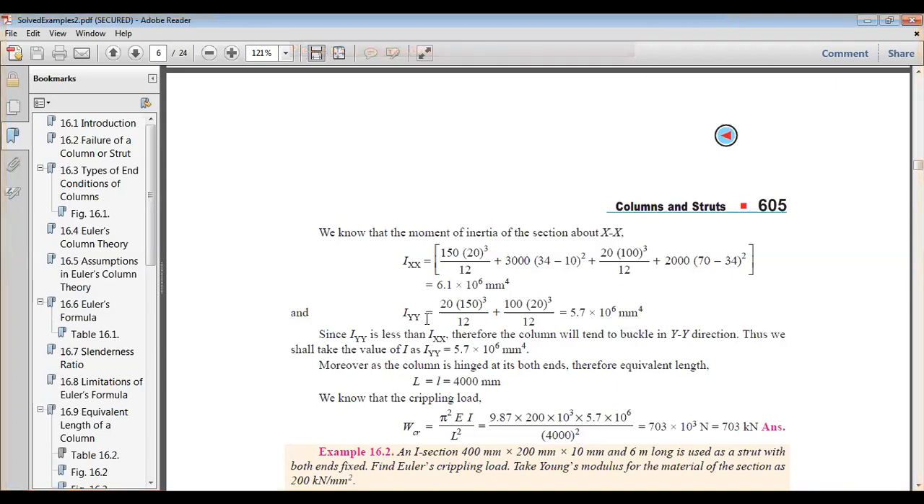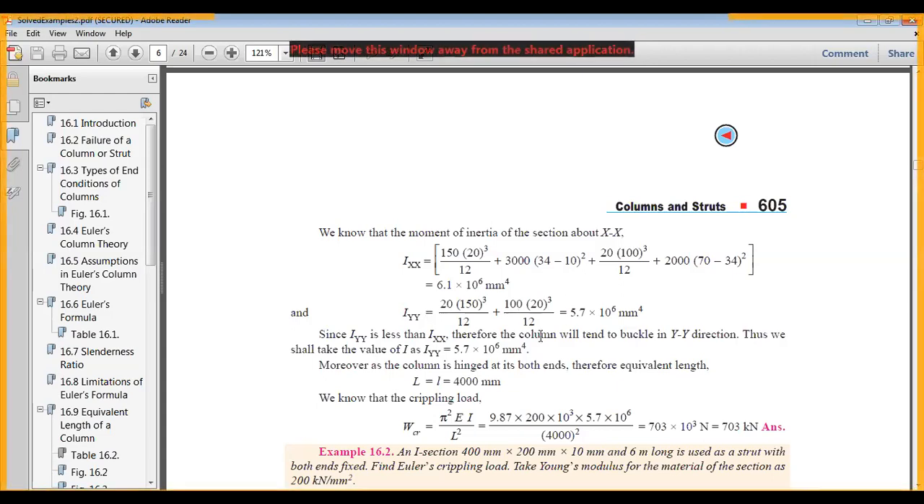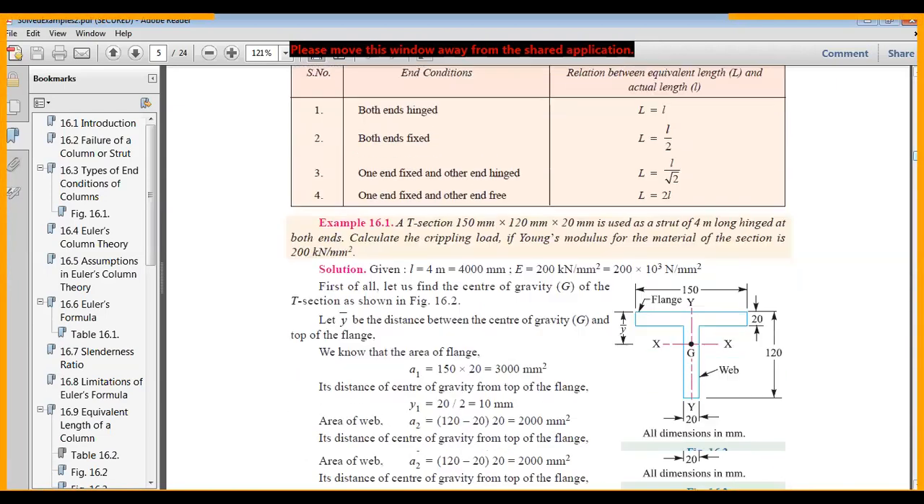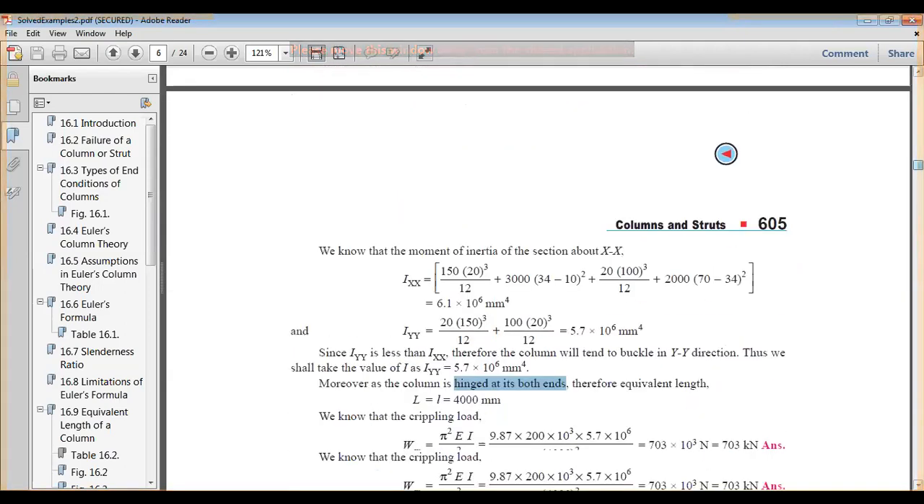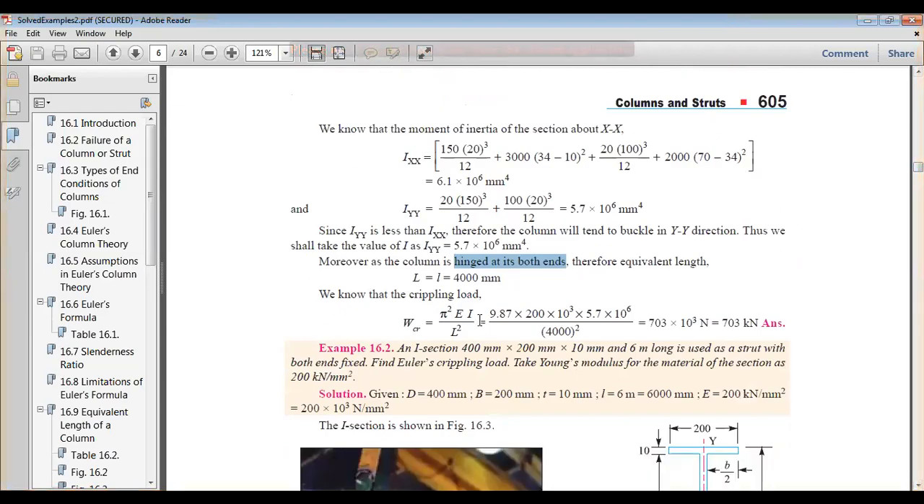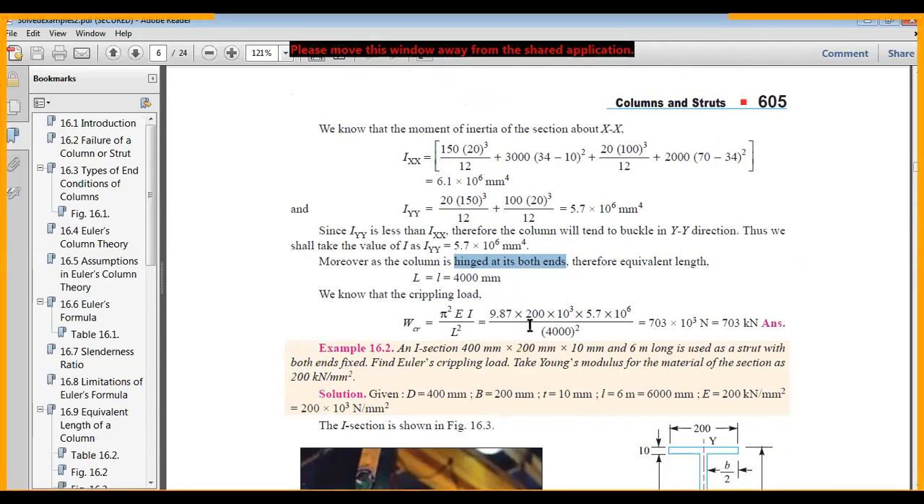Now we have to get the value of effective length L. The effective length, or equivalent length, will be 4000 mm or 4 meters, because this is the case of hinge at both the ends, and we have already studied that in case of hinge at both the ends, L effective is equal to L. Otherwise, for any other case, we would have taken L by 2, or L by root 2, or twice L. So right now we have L effective equal to the actual length. This way we have placed the value. The crippling load can now be calculated: pi square EI by L square, pi square is 3.14 into 3.14, that is 9.87.